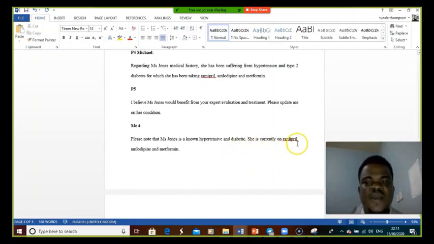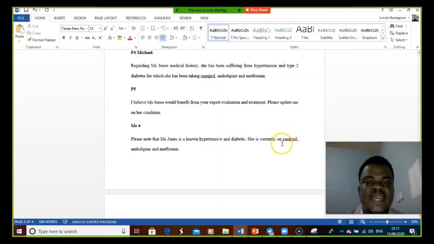You use small letter when the name of the drug is a generic name. If it's a brand name, you use capital letter. So Ramipril is the generic name of this drug. Amlodipine is a generic name of this drug. Metformin is a generic name of this drug.